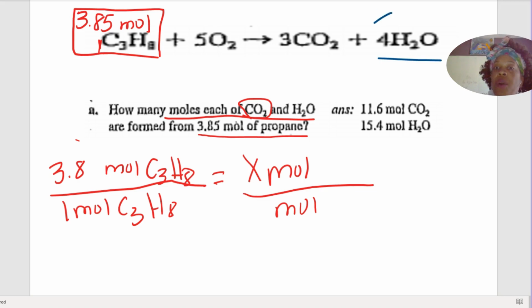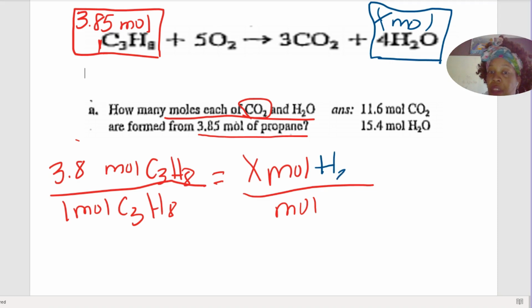So my X is going to go over here and I'm going to block that bad boy in because that's what I'm looking for, okay? So you notice how the X moles of H2O will go right here because that's the new thing that you're looking for. And on the bottom, that 4. Bam. All I got to do now, y'all, is do what? Cross multiply.